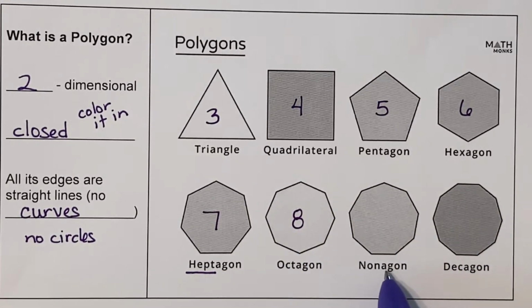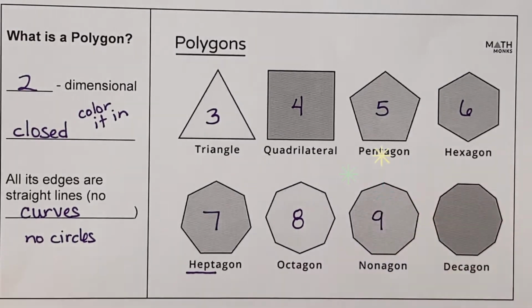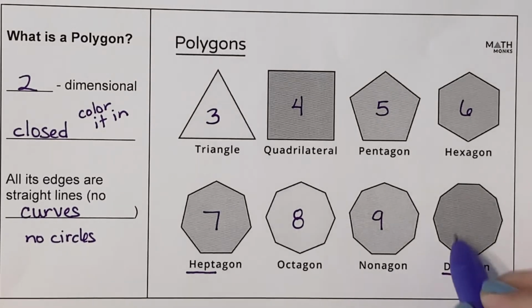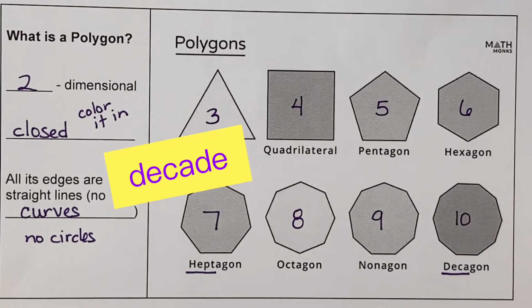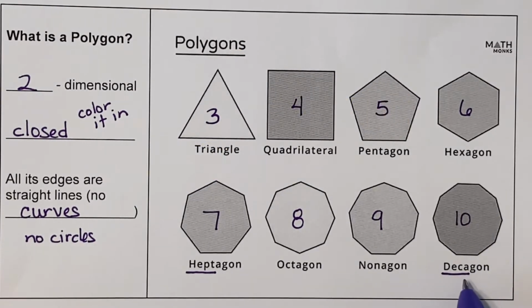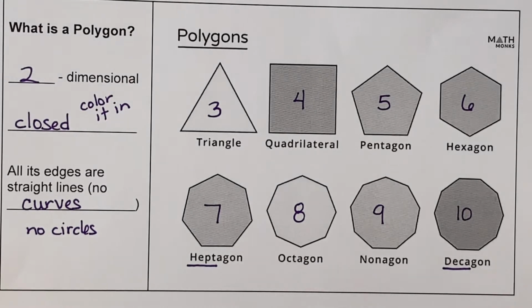Nonagon, we don't use this one a lot either, but I just love the name because I like to say nonagon. Nonagon has 9 sides. And our last one that's really named is decagon, because deca means 10. Think of decade, or a decathlon is a race that has 10 events. So that's a 10-sided figure. Once you get past 10 sides, we don't really have names for them per se. I mean, there might be, but we don't use them.